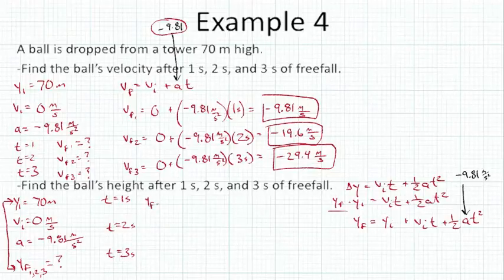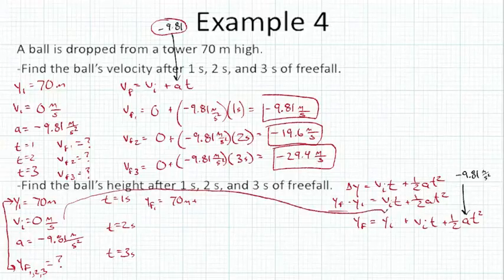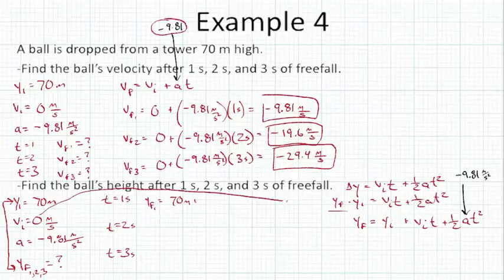So YF1 equals, what's our initial Y? That's 70 meters plus 0 times time, our initial velocity right here. That's going to be 0. So that whole middle part comes out, and I'll just get rid of that big ugly arrow again.